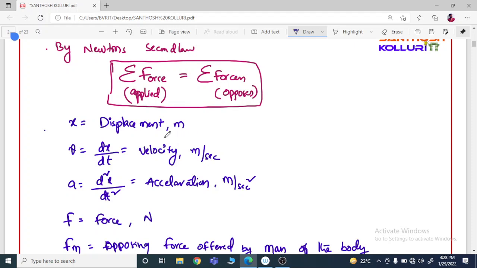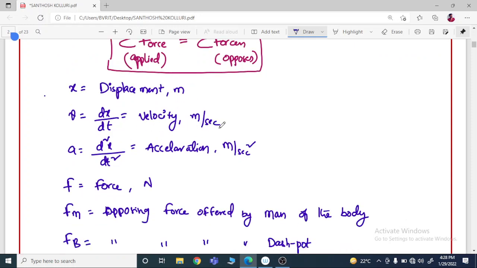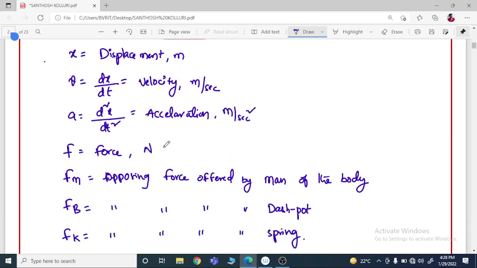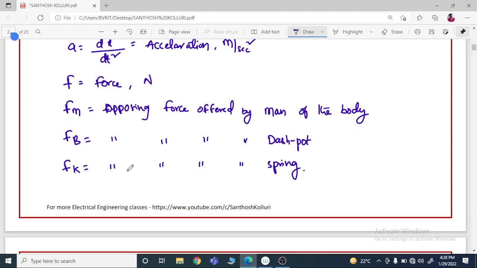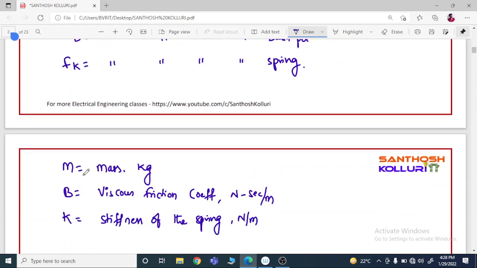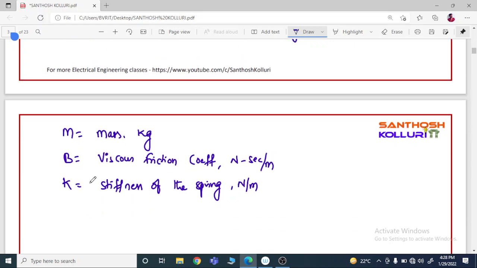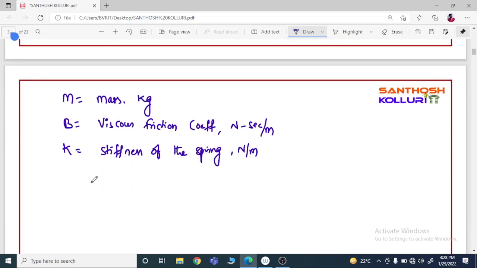X is the displacement in meters, V is the velocity in meter per second, and A is the acceleration in meter per second squared. F is the applied force in newtons, F of m is the opposing force offered by the mass of the body, F of B is the opposing force offered by the dashpot, and F of K is the opposing force offered by the spring. The mass of the body m is in kilograms, B is the viscous friction coefficient in Newton second per meter, and K is the stiffness of the spring in Newton per meter.